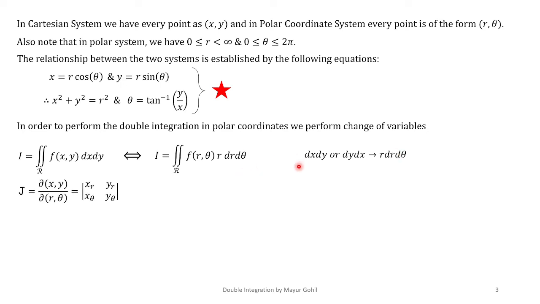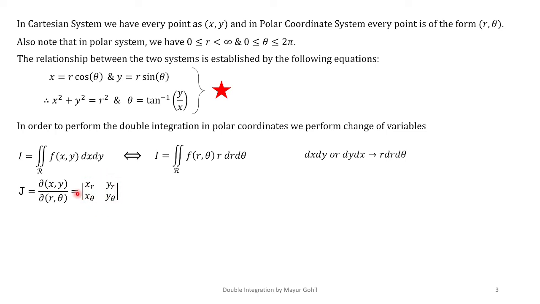Now what is this Jacobian? This Jacobian takes care of the change of variable, so that no component gets lost in the transformation. So, del x comma y over del r comma theta. This is the formula for the Jacobian.